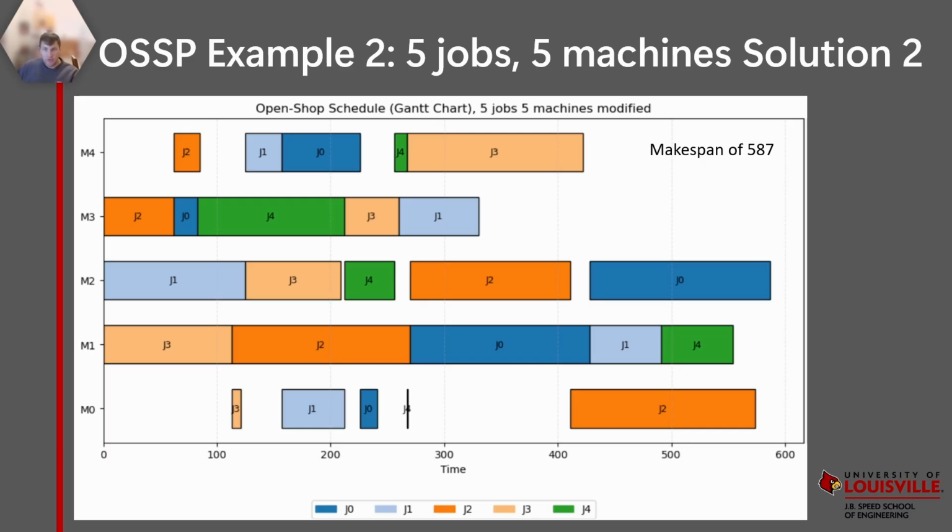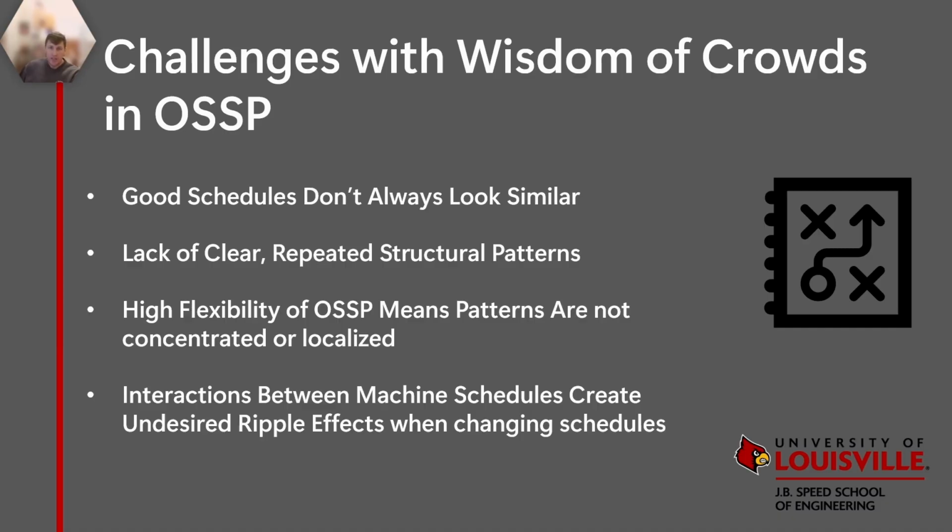When two operations are flipped in scheduling, there's a ripple effect, which changes the overall makespan in ways that aren't super clear or easy to see. And so I touched briefly on these challenges in using Wisdom of Crowds in open shop scheduling.